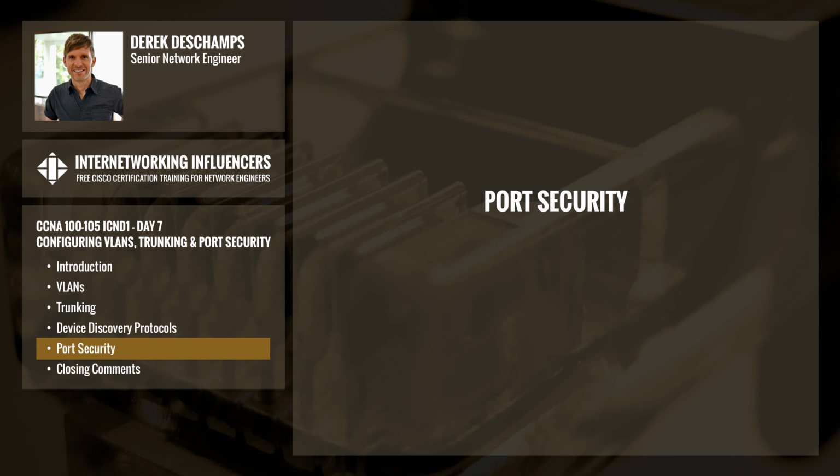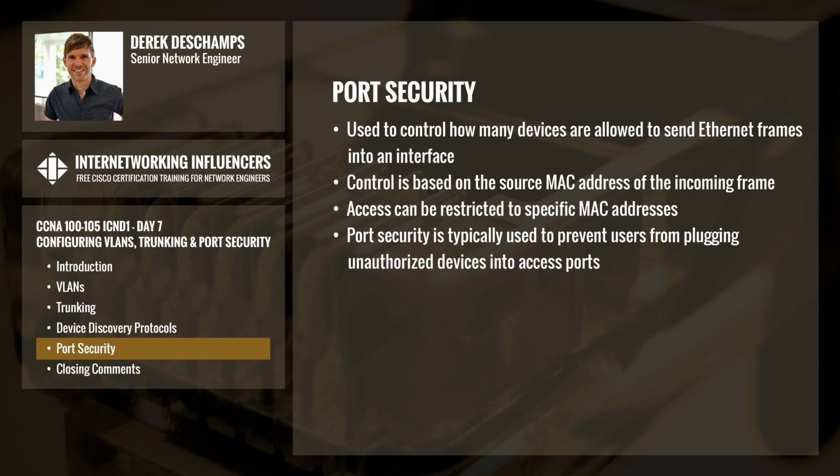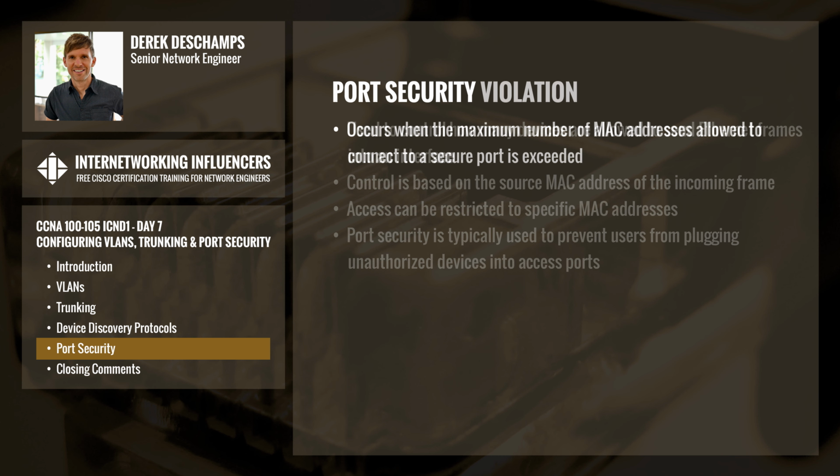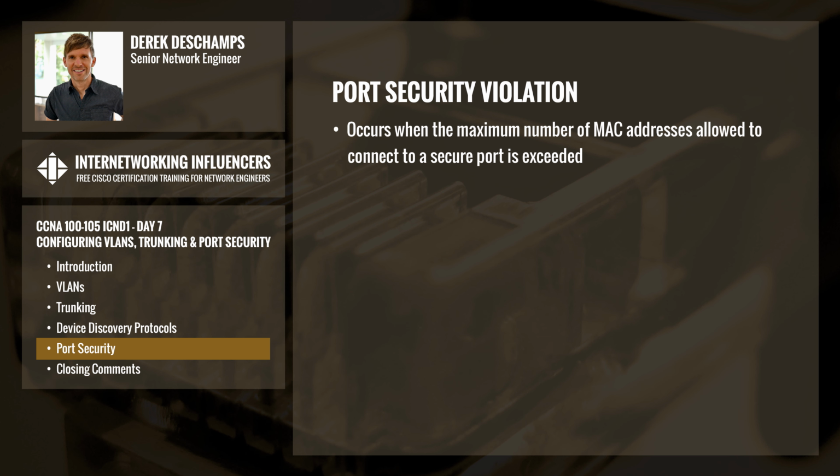The last topic we will look at today is port security. Port security is used to control how many devices are allowed to send Ethernet frames into an interface. Control is based on the source MAC address of the incoming frame. Access can be restricted to specific MAC addresses. Port security is typically used to prevent users from plugging unauthorized devices into access ports. A port security violation occurs when the maximum number of MAC addresses allowed to connect to a secure port is exceeded.